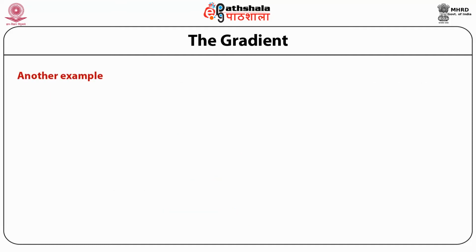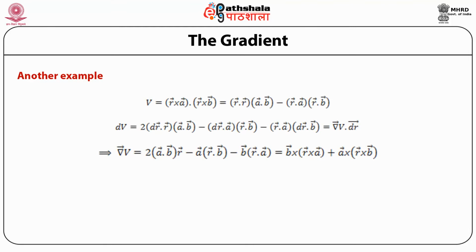So let us see another example where V is equal to r vector cross a vector dot r vector cross b vector, which is equal to r vector dot r vector into a vector dot b vector minus r vector dot a vector into r vector dot b vector. dV is equal to 2 into dr vector dot r vector into a vector dot b vector minus dr vector dot a vector into r vector dot b vector minus r vector dot a vector into dr vector dot b vector, equal to del V dot dr vector. This implies that del of V is equal to 2 into a dot b r vector minus a vector into r vector dot b vector minus b vector into r vector dot a vector, equal to b vector cross r vector cross a vector plus a vector cross r vector cross b vector.